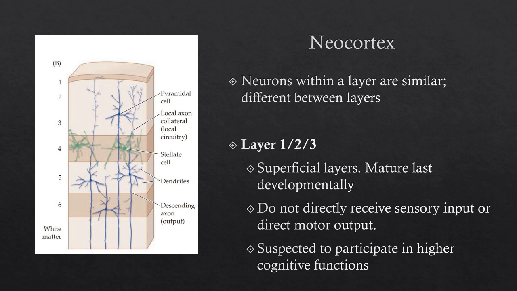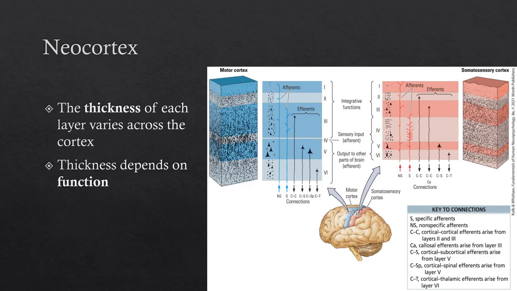So the thickness of each one of these layers: we've got just a section here showing a certain level of thickness, but this thickness is not uniform across the whole cortex. The thickness of each layer depends on its function, so it varies across the cortex depending on the function of the particular region. So let's look at this. Here is our section of motor cortex and our section of somatosensory cortex that we've been looking at. Let's look at the thickness of each one.